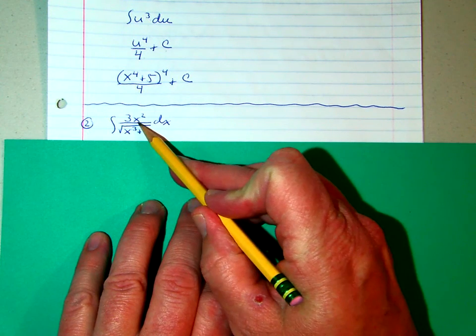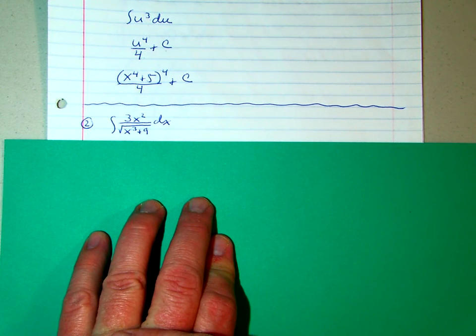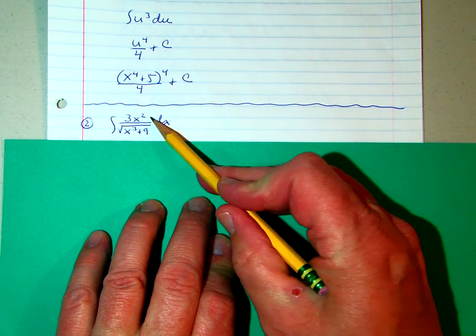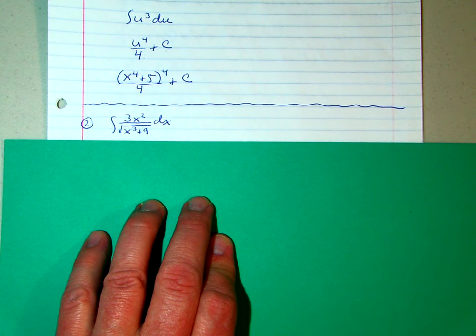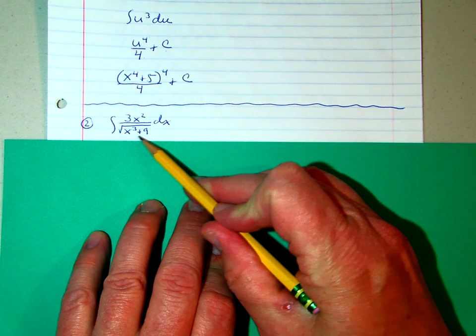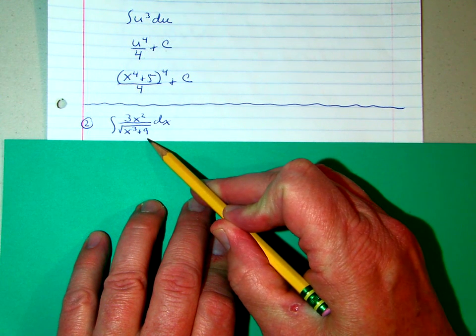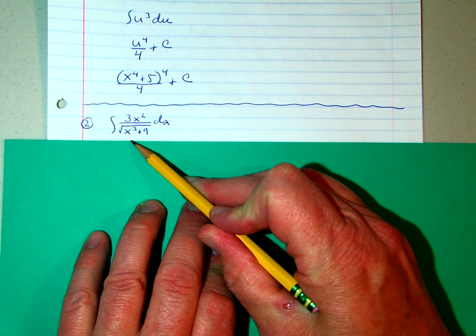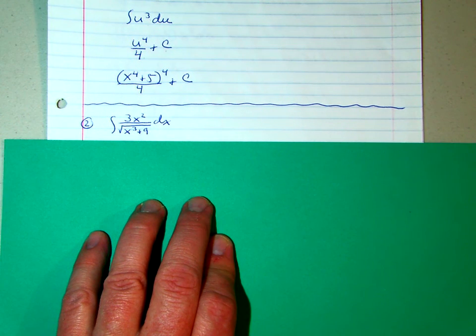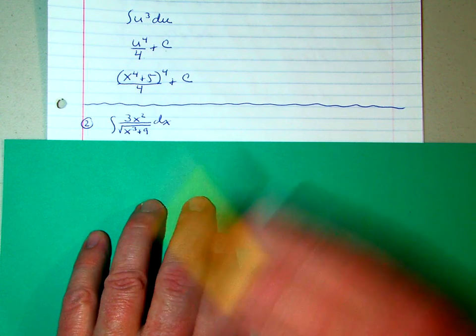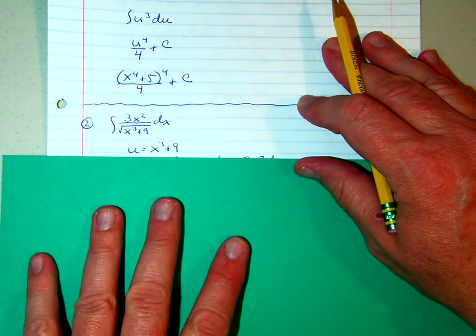Well, one thing to consider would be, what if u is 3x squared? Then du would be 6x. 6x doesn't appear anywhere else in there, so that wouldn't be a good choice. If we let u be x to the third plus 9, du dx would be 3x squared, which appears up top. So that's an indicator it's probably going to be a good choice.